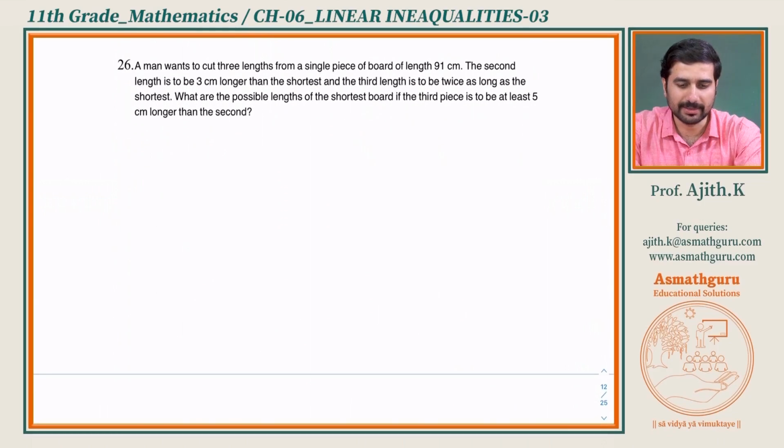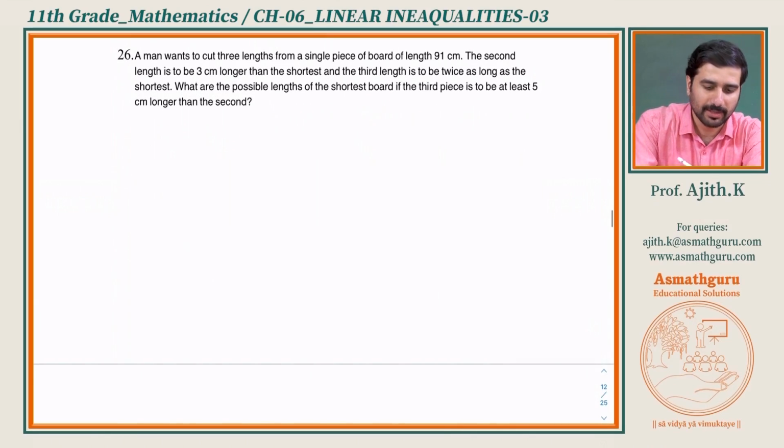A man wants to cut 3 lengths from a single piece of board of length 91 cm. The second length is to be 3 cm longer than the shortest, and the third length is to be twice as long as the shortest. What are the possible lengths of the shortest board if the third piece is to be at least 5 cm longer than the second? So first I'll take, let the shortest side be x.